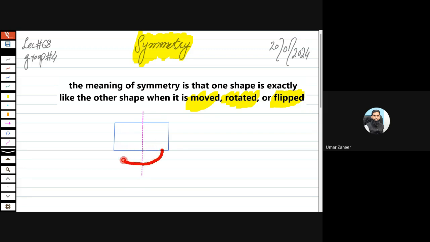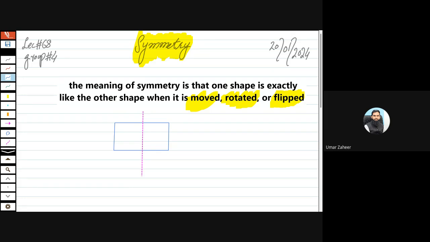The reflection of this point is going to be here. The reflection of this point is going to be here. The reflection of the whole line is going to be here. So we say that this is the line of symmetry, because after making this line, you get the reflection of the other shape, and you get exactly the same shape there.